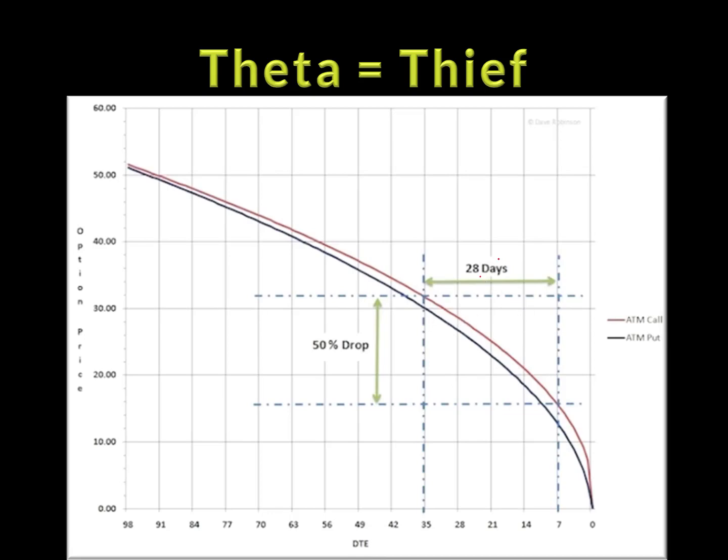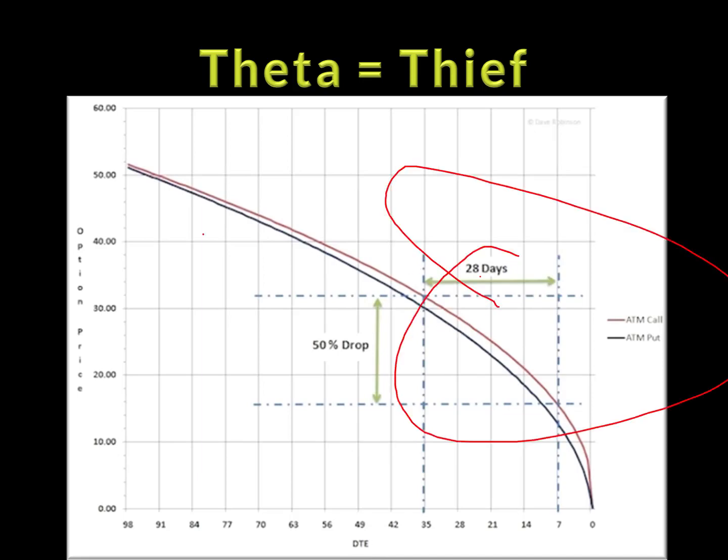The thief gets really aggressive inside of 35 days to expiration, all right? And really limited way out here. So basically, we're going to look to buy out here, and we're looking to sell out here.